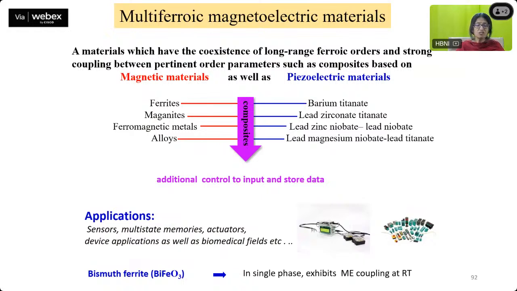So what are the applications? You find applications of these particular materials, multiferroics, in sensors, in multi-state memories, in actuators, device applications, in biomagnetic fields. So bismuth ferrite, as I said, in single phase, it exhibits magnetoelectric coupling at room temperature. So this is one material which exhibits magnetoelectric coupling at room temperature, which is very important because most of the other multiferroic materials, they don't show magnetoelectric coupling at room temperature. You really have to work at very low temperatures, which doesn't make them practically viable.